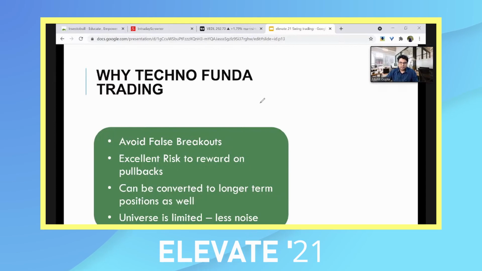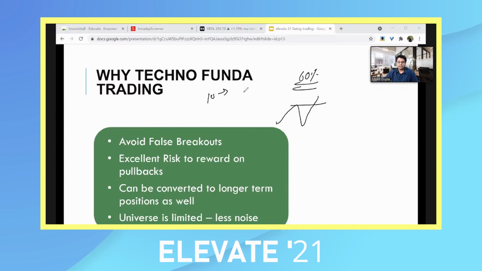Now, why should you go for Technofunda trading rather than pure technical analysis based trading? So here the thing is, most experts or everyone basically trades breakouts, right? So when a stock breaks a previous high, it's called a breakout, a new range, a new territory, a lot of people call it, and this is where a lot of people take entry. But it is also a fact that almost 60% of the breakouts fail.